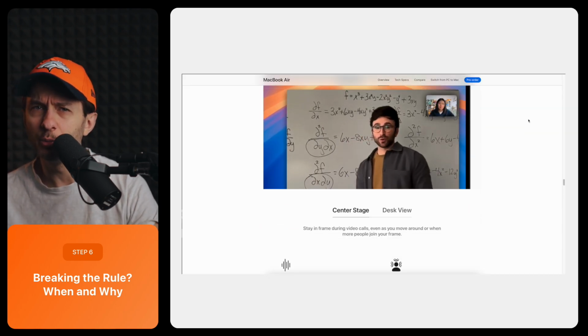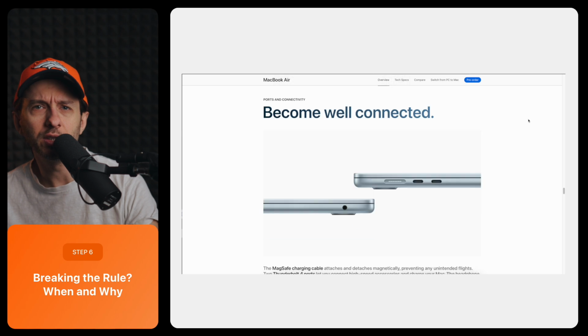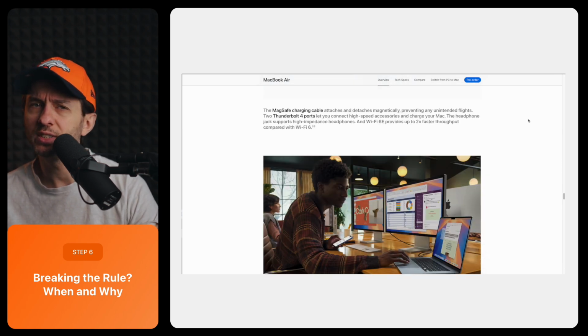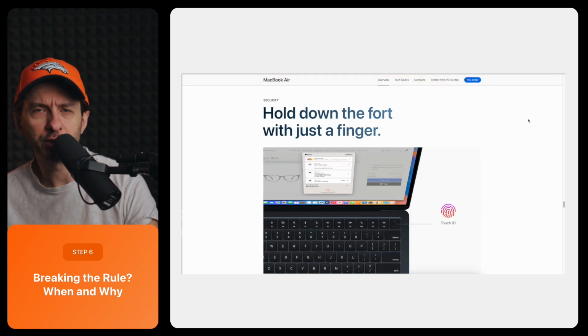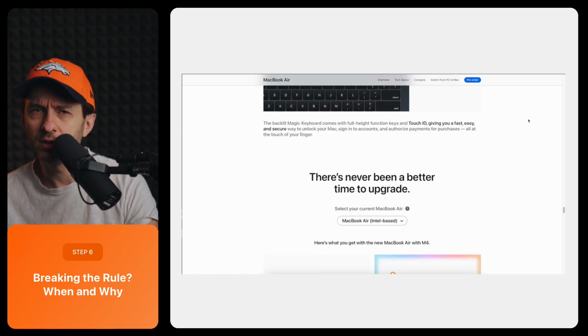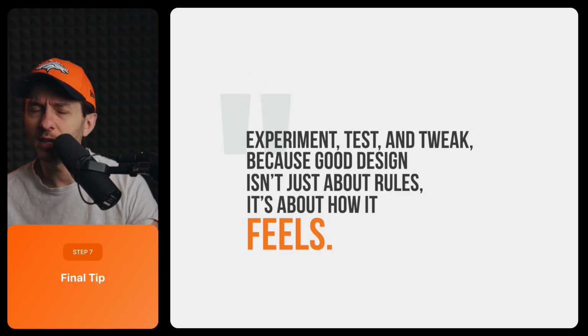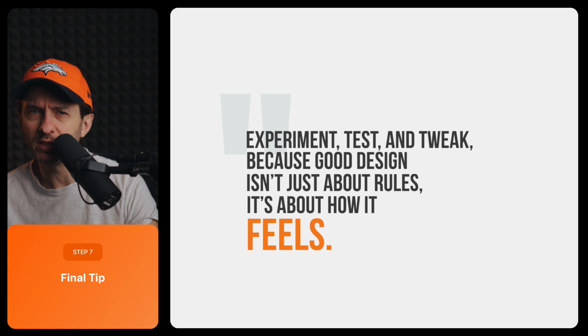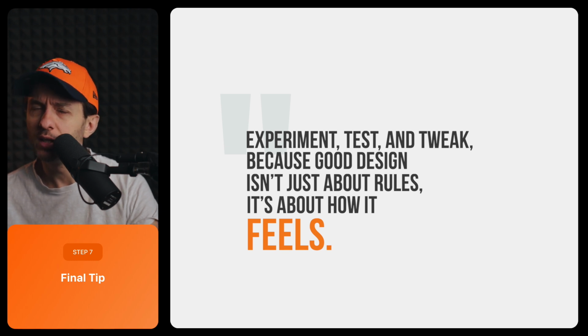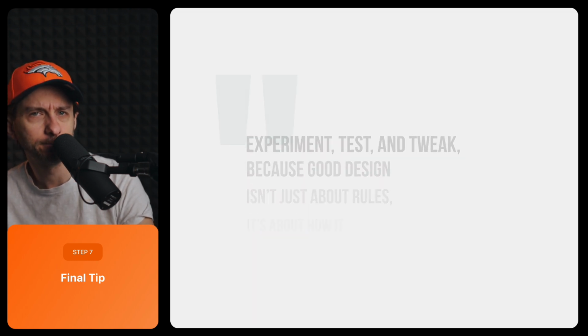If you decide to break the rule, do it intentionally, ensuring users still experience clean visual hierarchy and consistency. Experiment, test, and tweak, because good design isn't just about the rule, it's about how it feels. So there you have it, color harmony, UI balance, and a stress-free guide for mastering your design.